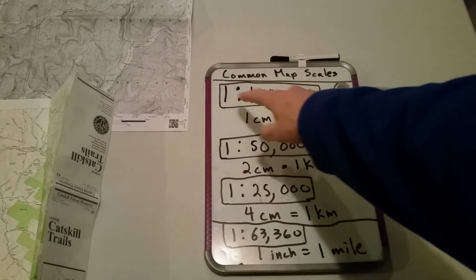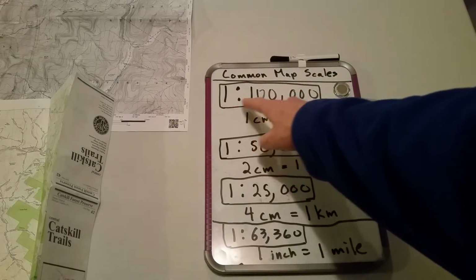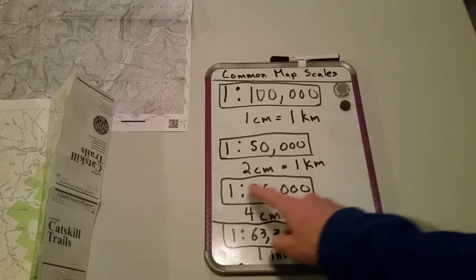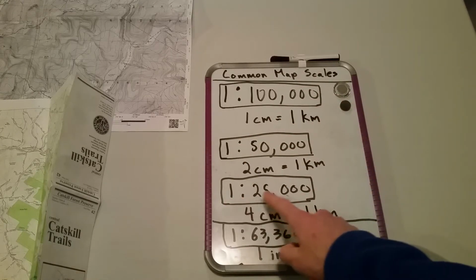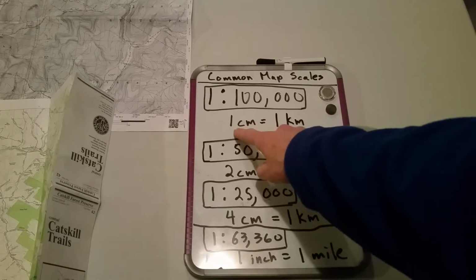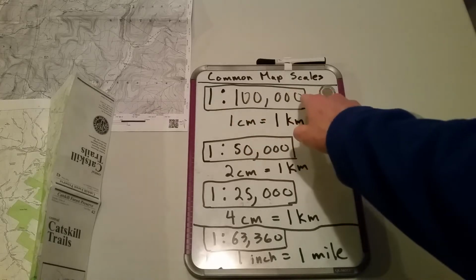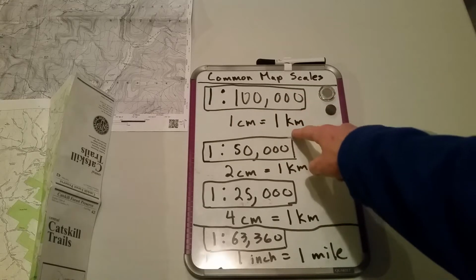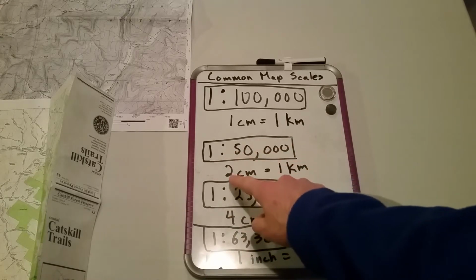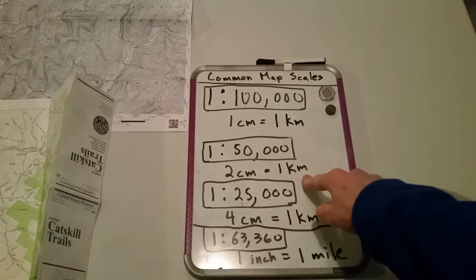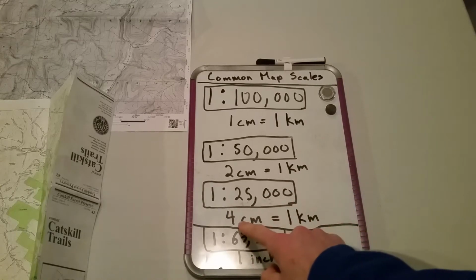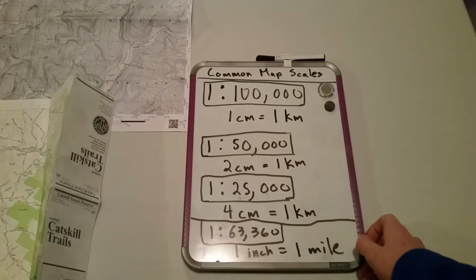here you have 1 centimeter to 100,000 centimeters, 1 centimeter to 50,000 centimeters, and 1 centimeter to 25,000 centimeters. And what that means is 1 centimeter on a 1 to 100,000 map is going to correspond to 1 kilometer. A 1 to 50,000 map is going to be 2 centimeters to 1 kilometer. And then a 1 to 25,000 map is going to have 4 centimeters to 1 kilometer.